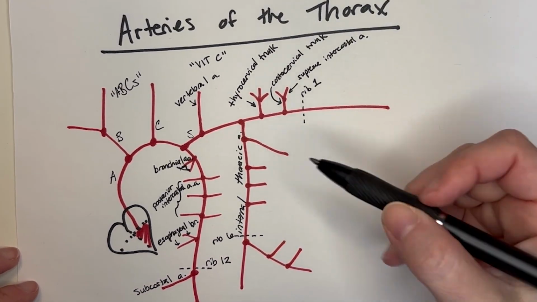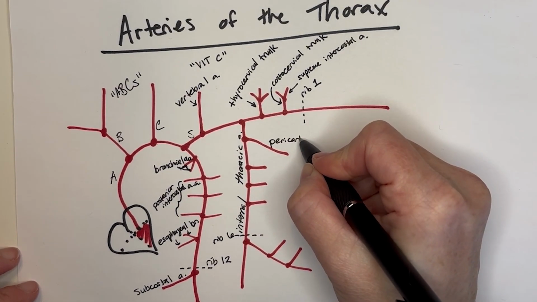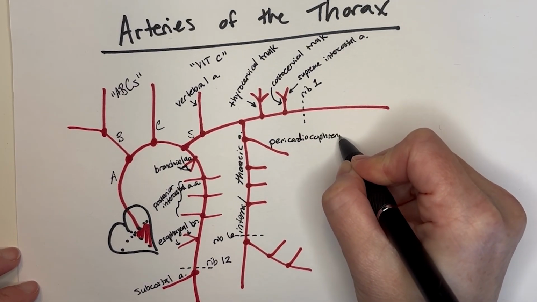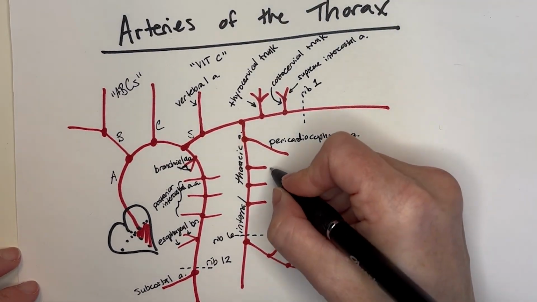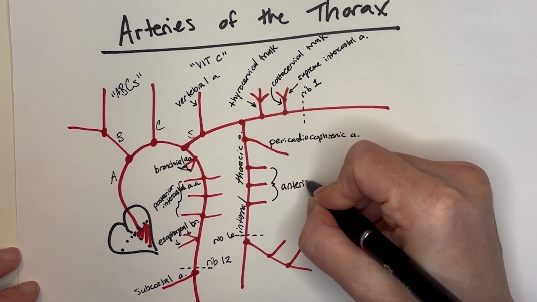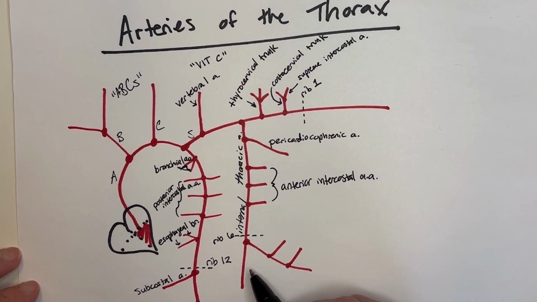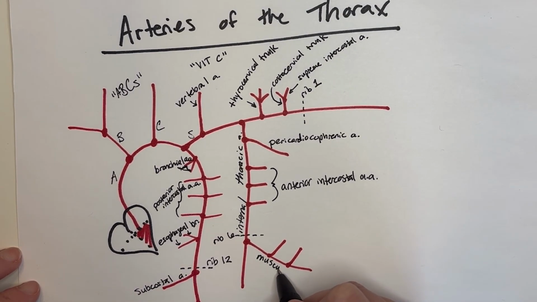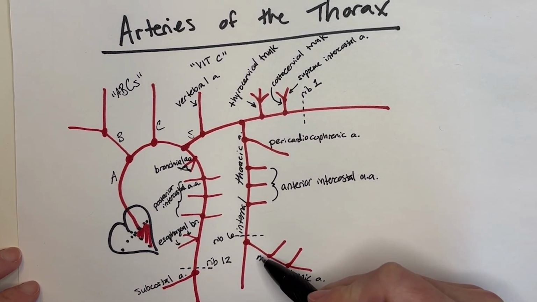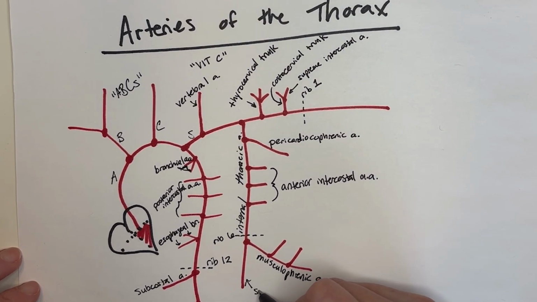So down the internal thoracic artery, that first branch is called the pericardiophrenic artery. Our next branches from intercostal spaces 1 to 6 are the anterior intercostal arteries. And then we're going to split below rib 6. The lateral branch is musculophrenic artery. The one continuing down is the superior epigastric artery.